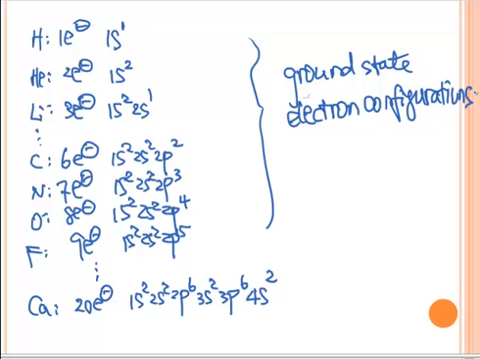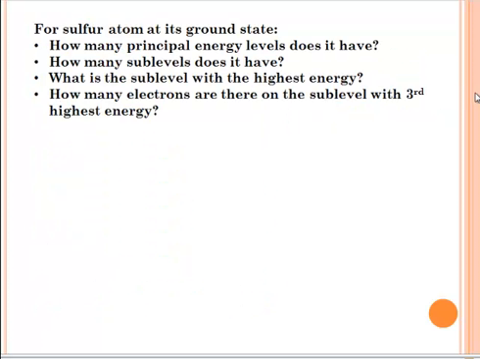Let's take a look at another specific problem, where I can ask a lot more questions. In this case, it's for a sulfur atom in its ground state. How many principal energy levels does it have, how many sublevels does it have, what is the sublevel with the highest energy, and how many electrons are on the sublevel with the third highest energy? That is a mouthful of questions. How do you get started? You always start with the ground state electron configuration.